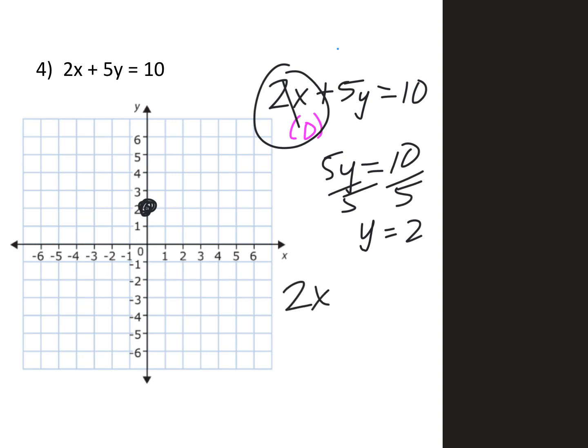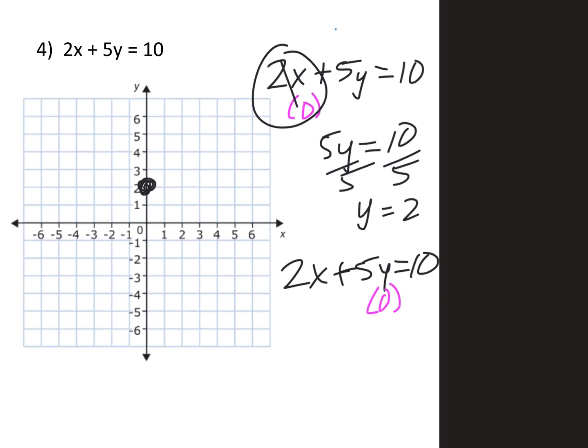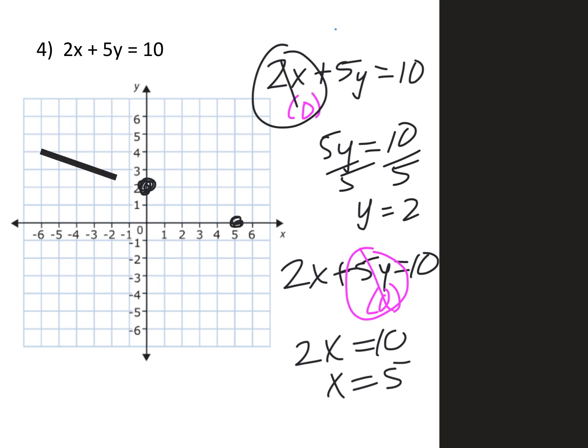Then I need to repeat that process. And again, a lot of you guys probably don't even need to write this part down. Put a 0 in for y, which will cancel, and leave me with 2x equals 10, which means my x-intercept is 5. When you graph by intercepts, you only have to make 2 coordinates.